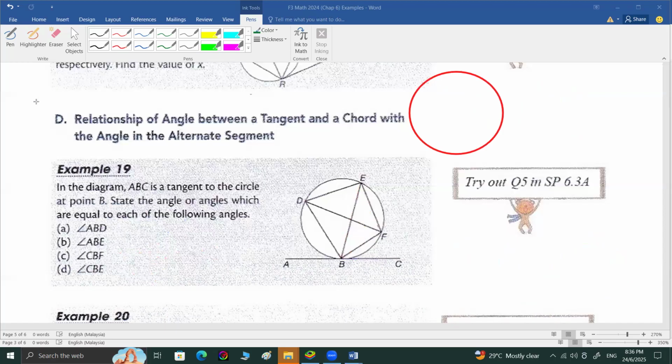First of all, you can understand this and that. The tangent and a triangle. You know how to see this?